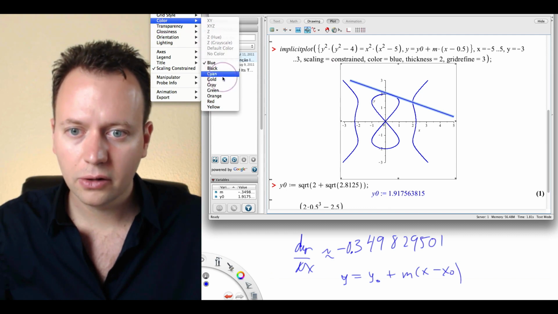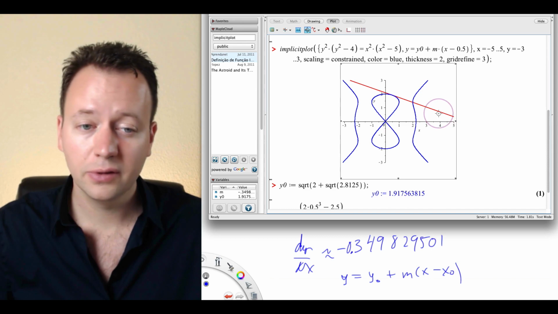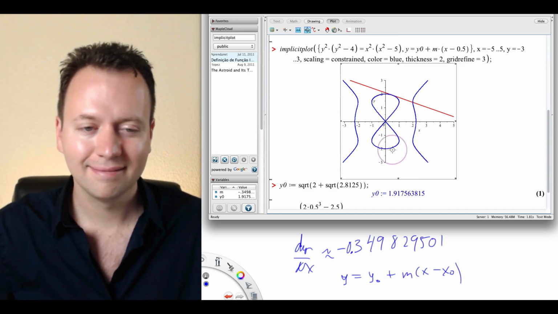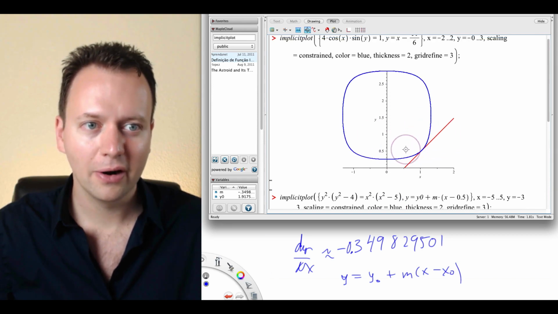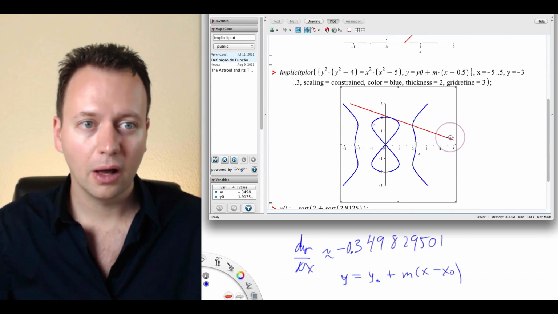Plot color red. So there's the tangent line to the devil's curve at that point right there. Pretty cool. And then there's the tangent line up there. So we saw some pretty neat examples here, and you can explore others on your own.